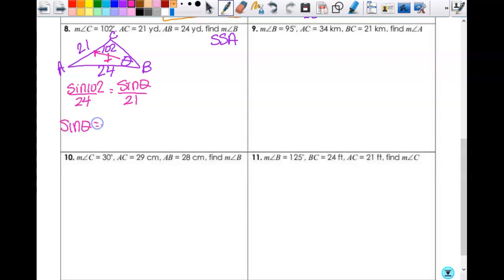So sine theta is equal to 21 times the sine of 102 over 24. You could try on this one to type in just the fraction part, make sure that decimal is somewhere between -1 and 1, and then just do the sine inverse of the answer. You don't have to store anything, and then get your answer.